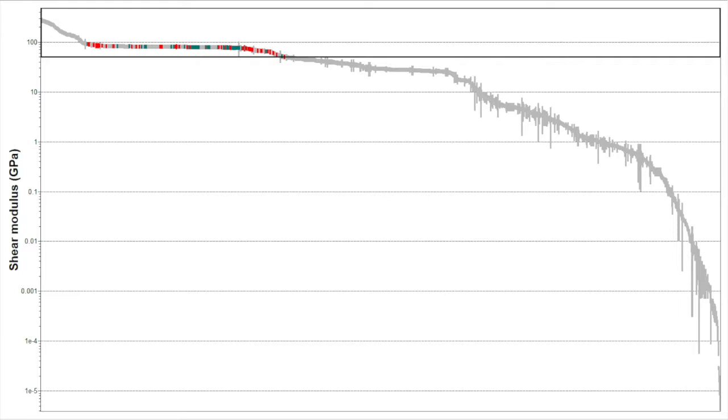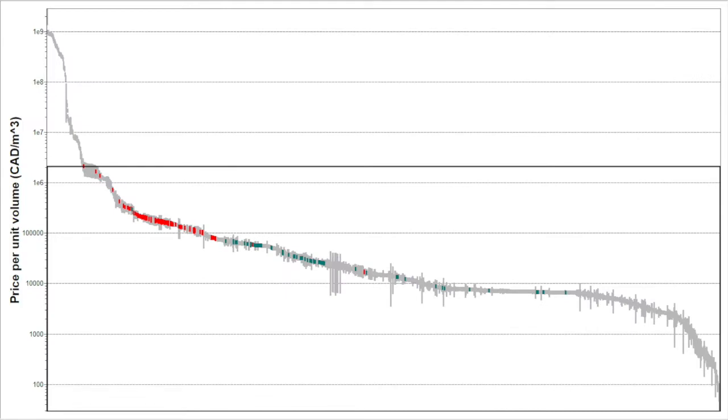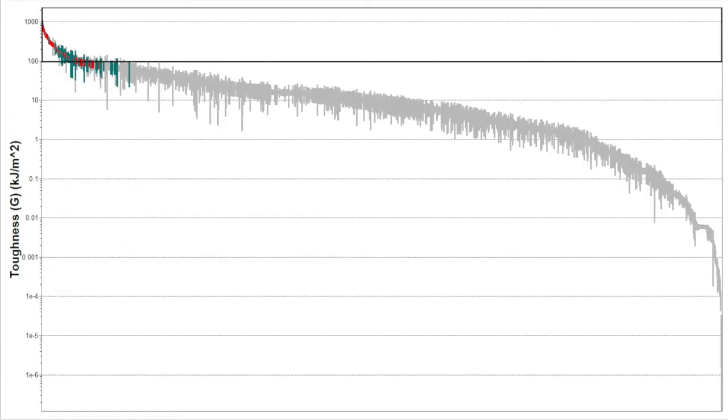As stated before, this required a shear modulus that is greater than 50 gigapascals. Thus, the materials were constrained to those that have a shear modulus above 50 gigapascals. Next, the cost was considered. With a cost of less than $25 per shackle, the cost per meter cubed must be less than $2.1 million. Finally, the materials that passed the previous selections were chosen based on the highest toughness value.